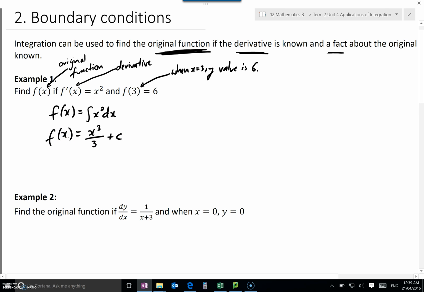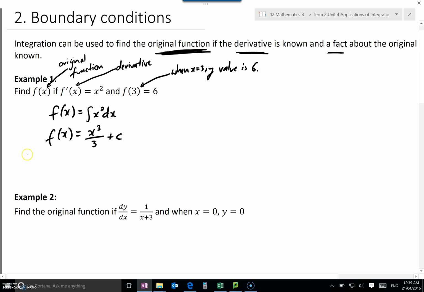That's my function. But I'm not happy with this plus c, because this is just saying to me that the original function was x cubed on 3 plus some number. That's not good enough, because I can't substitute in x values. I can't then find what f of 10 is. It's not good enough to tell someone that the function value at 10 is 10 cubed on 3 plus some number. I need to be able to substitute values in precisely.